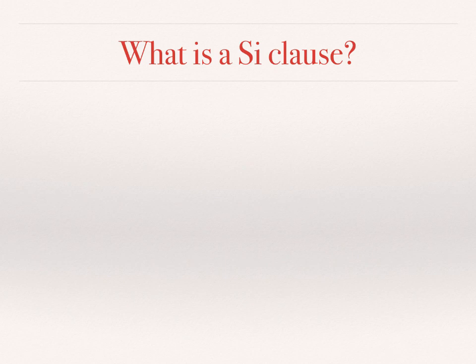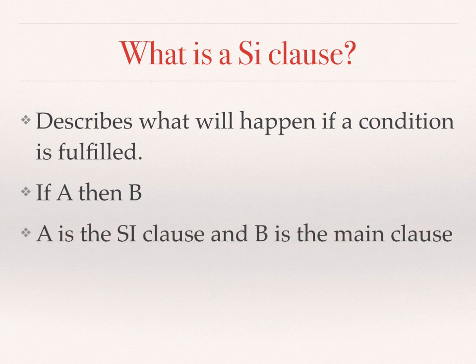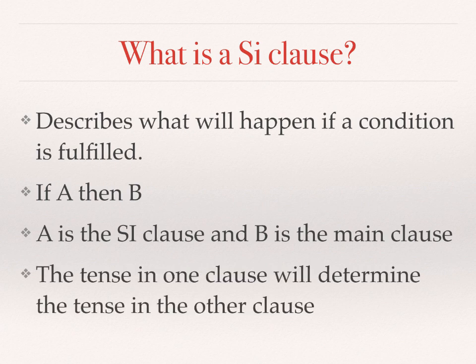So exactly what is the si clause now? So it describes what will happen if a condition is fulfilled. So we could write it like this. If A, then B. If we've got A, then we have B. So if A would be considered as the si clause and B as the main clause. Now what's going to happen is that the tense in one clause will determine the tense that we use in the other clause, as well as the meaning that we want to convey.